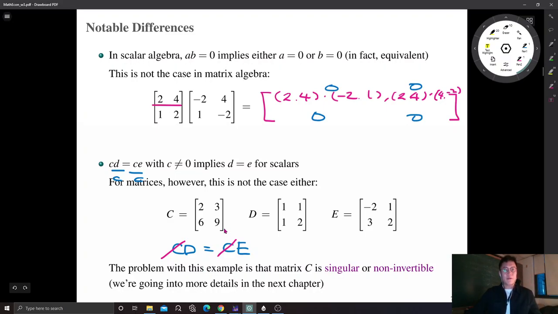So you may wonder what is the problem with this example, and the problem lies in the matrix C. It turns out that this matrix C is singular, or non-invertible. We are going to study in the next chapter what a singular or non-invertible matrix is, and why matrix C in that example is singular or non-invertible.